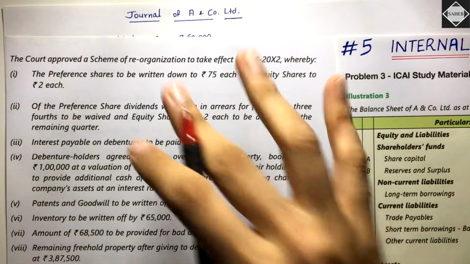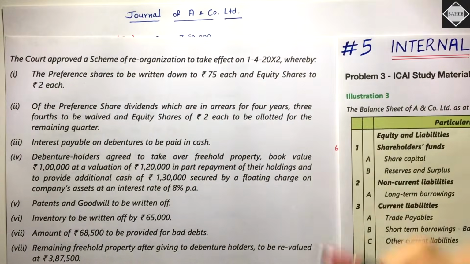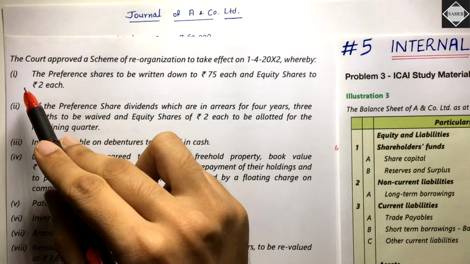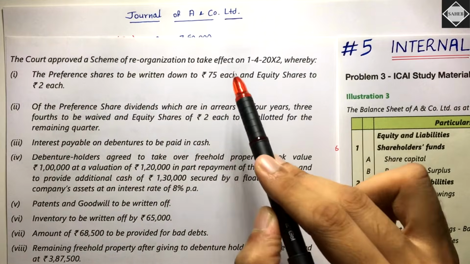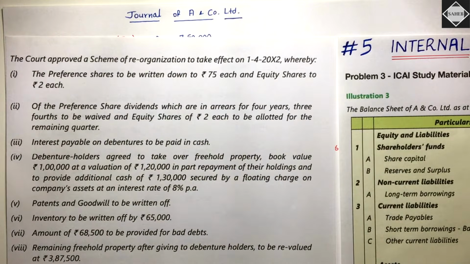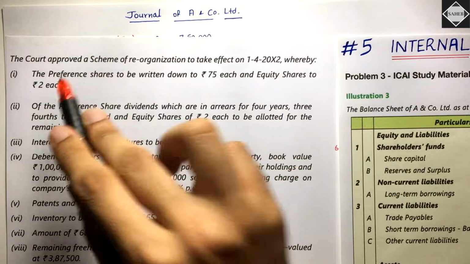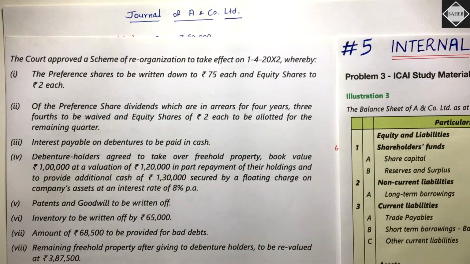See here we have the solution. Journal of A and Company Limited. Let's just pass the journal entries one by one by looking at the adjustments. See, the first adjustment that we have over here is the preference shares to be written down to rupees 75 each and equity shares to rupees 2 each. So here they are saying you have to reduce the face value of preference shares as well as equity shares, isn't it? Yes. So how do you reduce the face values?